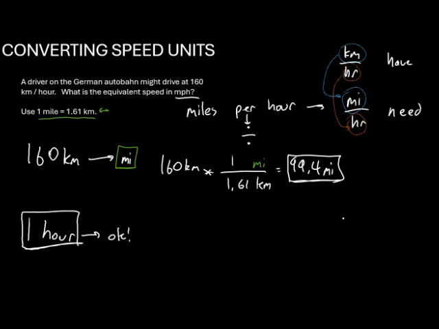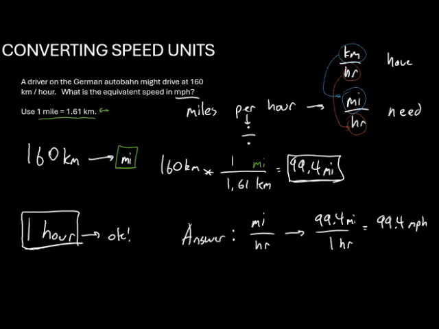So let's remind ourselves what this question asked for. We were asked to find the equivalent speed in miles per hour. Let's remind ourselves that our answer will have miles on top, hours on the bottom. The miles I have are 99.4, and the hours I have are 1. Take 99.4 and divide by 1, and we'll still get 99.4 miles per hour, which I'll abbreviate as mph. So if I was driving on the German Autobahn, I might be driving at 99.4 miles per hour.